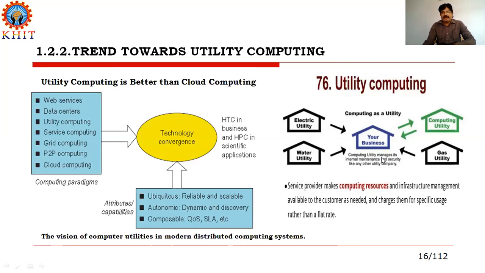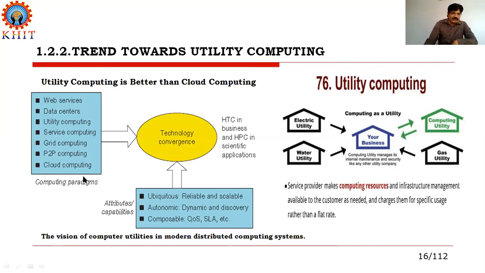So in our daily life, we are making payments like electricity bill, water bill, various computing bills and gas bills, not limited to those. So in our day-to-day life, we are communicating these utility bills automatically. This can be performed with the technology known as utility computing. Utility computing is nothing but a service provider. It is a service provider that makes computing resources and infrastructure management available to customers as they need it, and they may charge them for specific usage rather than a flat rate. So that is called utility computing.